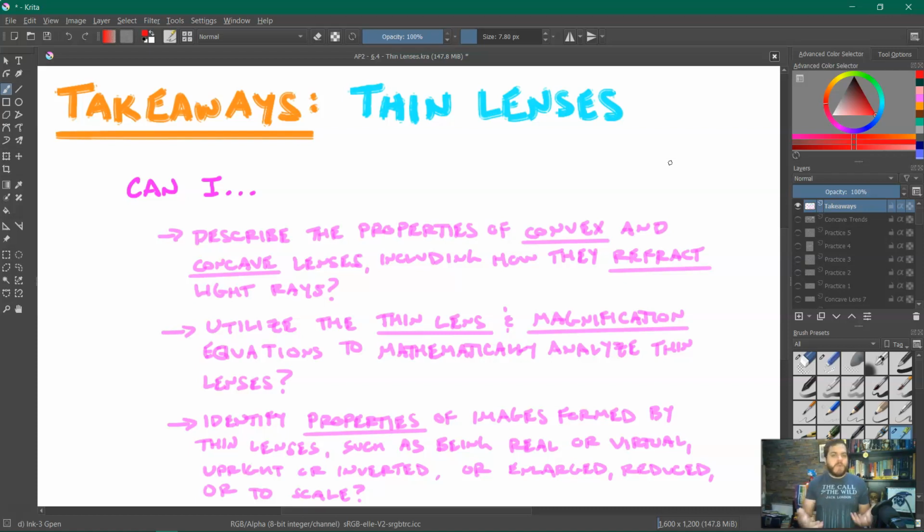And can we identify properties of images formed by thin lenses, such as 1, are they real or virtual? 2, are they upright or inverted? And 3, are they enlarged, reduced, or to scale, depending on their specific magnification?